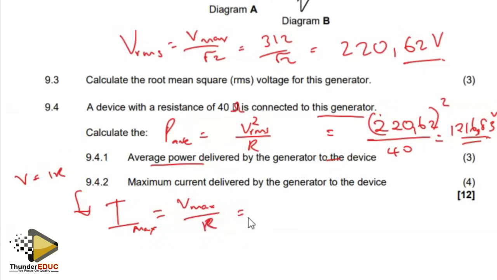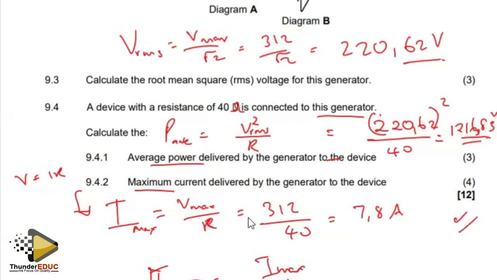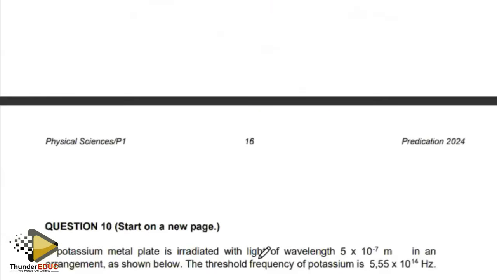Our Vmax, remember, was 312, divided by the 40. 312 over 40 is 7.8 amps. For IRMS, it would be Imax over root 2. But the question wanted the Imax, the maximum current, so why am I getting root 2 again? There's no need for that. That's just fine. The formulas look very direct. All right, that is question number 9.